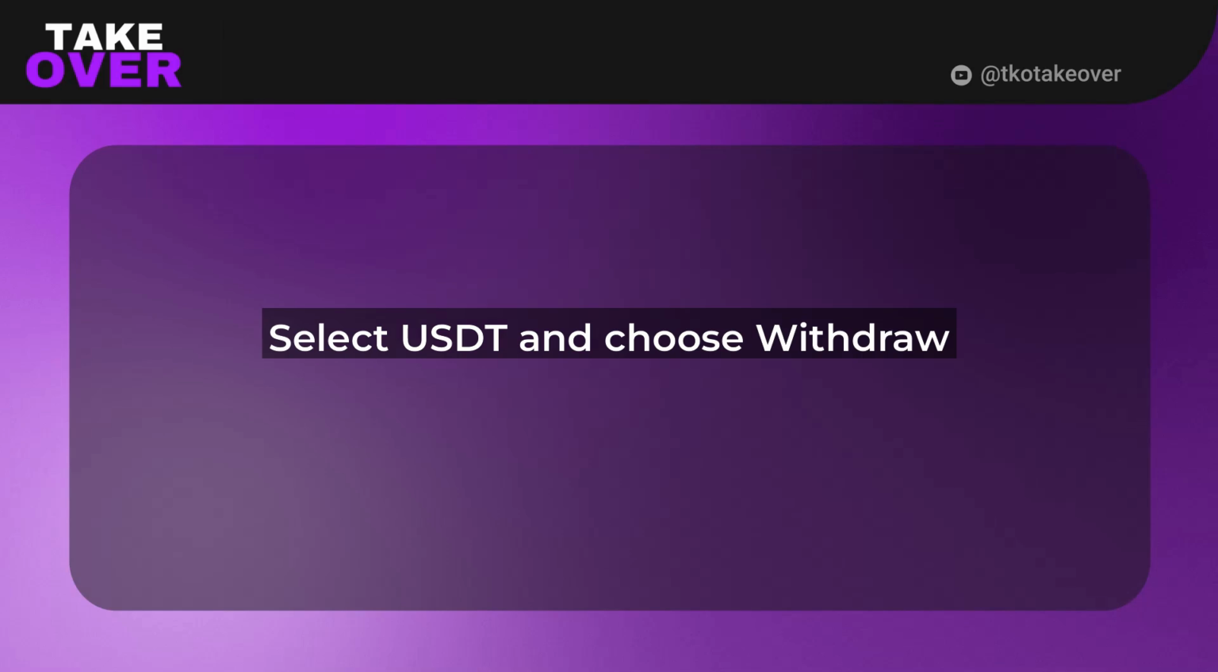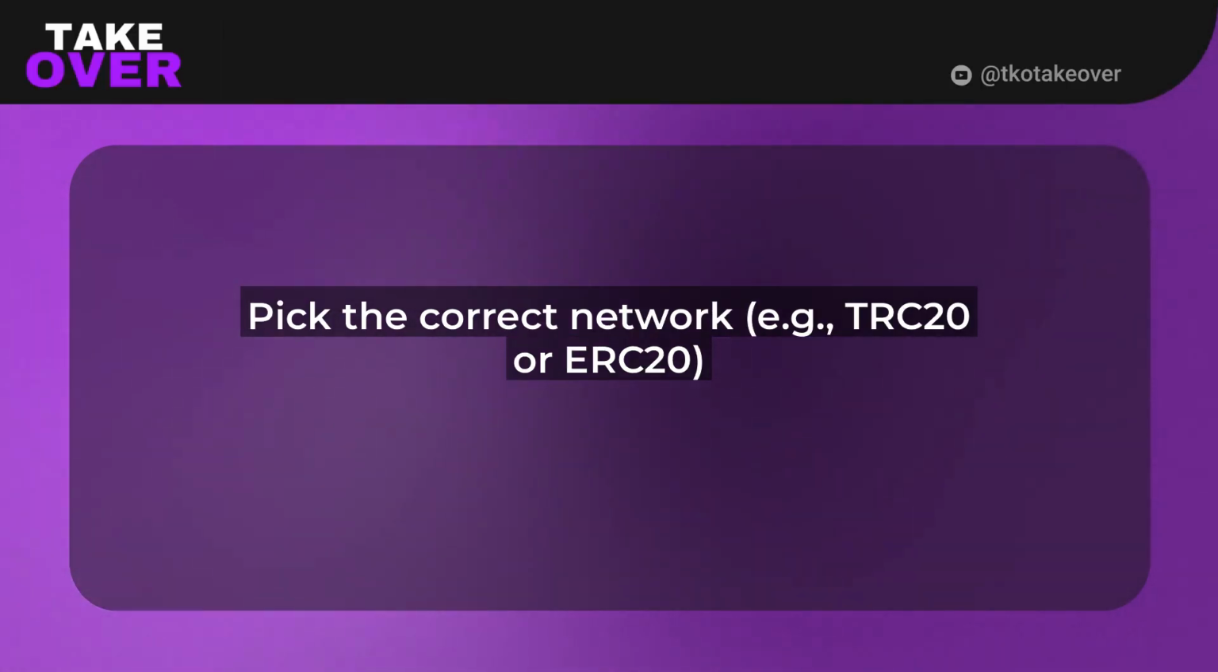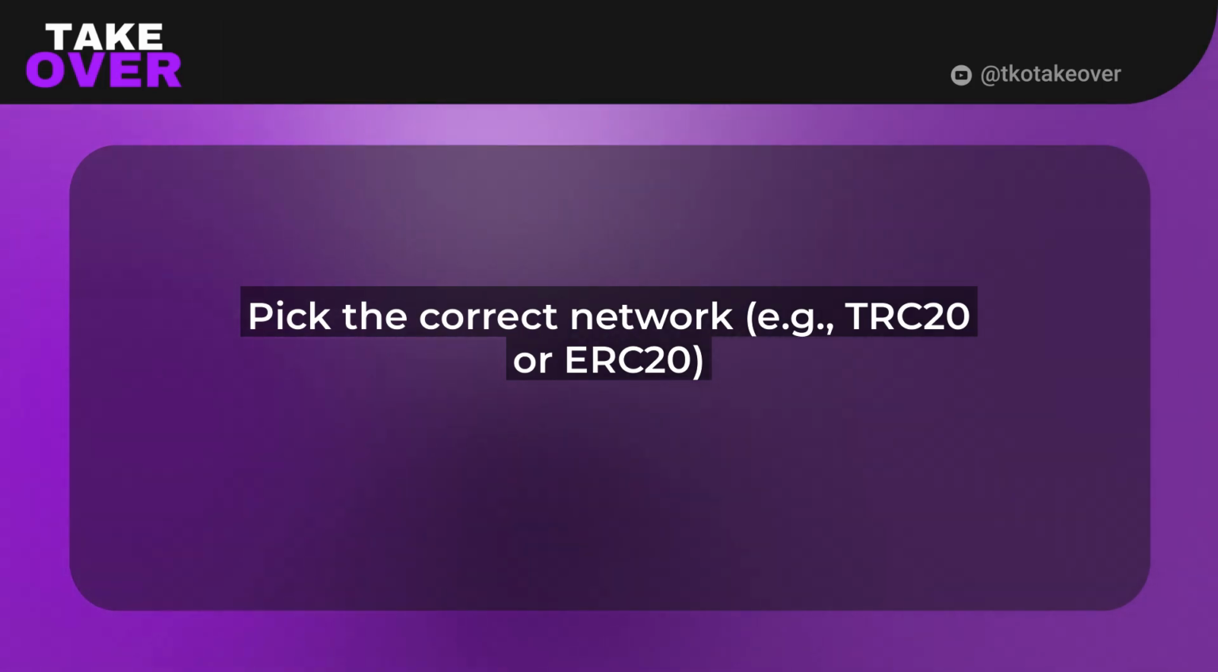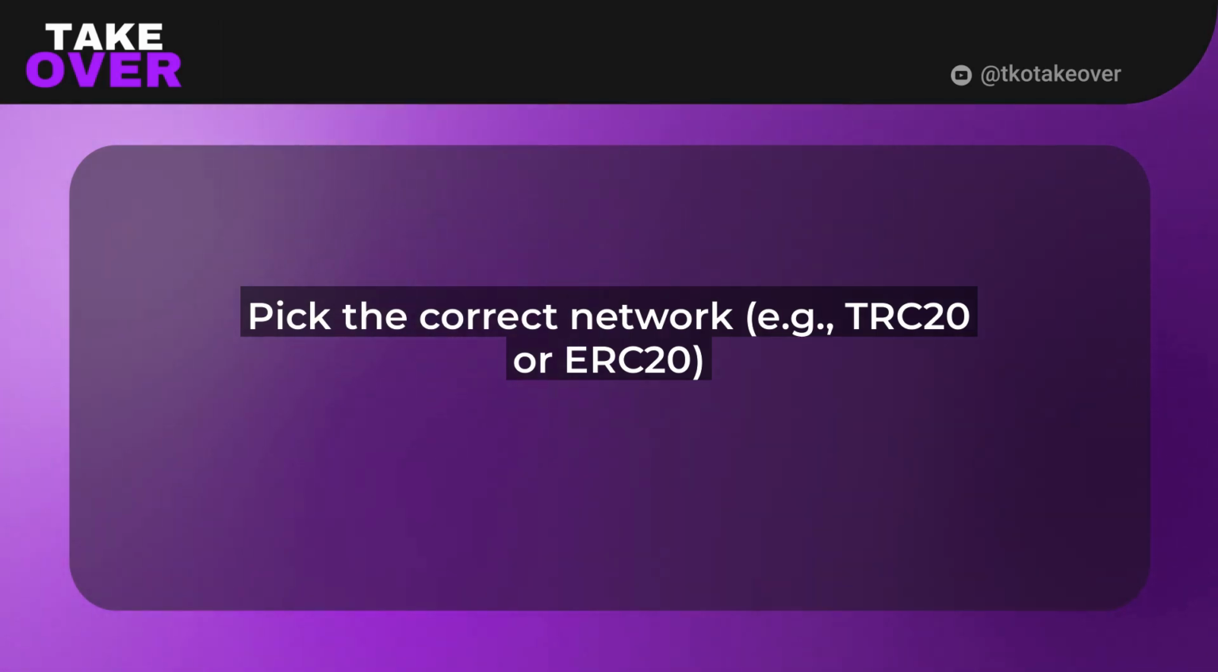Now, here's where you need to be careful. Choose the right network for USDT. In 2025, popular options might include Tron, TRC20 for faster, cheaper transfers, or ERC20 if you're on Ethereum. Double-check what OKX supports to avoid any issues. Always verify to prevent losing your funds.